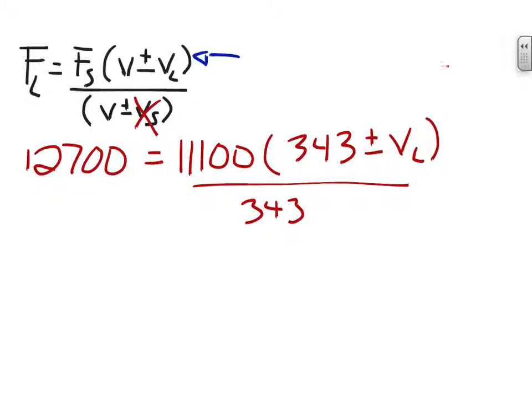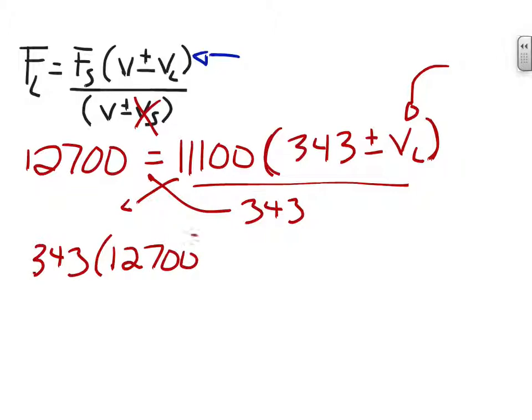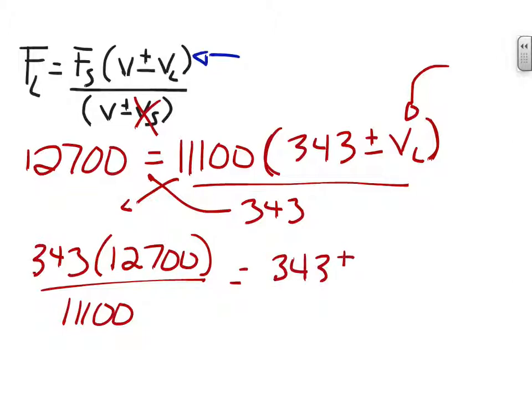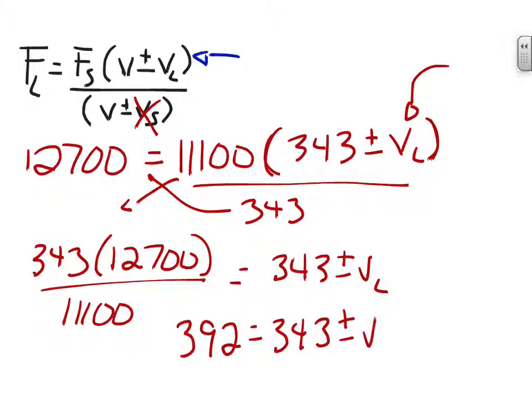So if we're looking for this, first we want to get the parentheses all by itself. So this needs to come down, this needs to come up, and we're going to end up with 343 times 12,700 over 11,100 equals 343 plus or minus VL. After plugging in, we find that that is 392 equals 343 plus or minus VL.